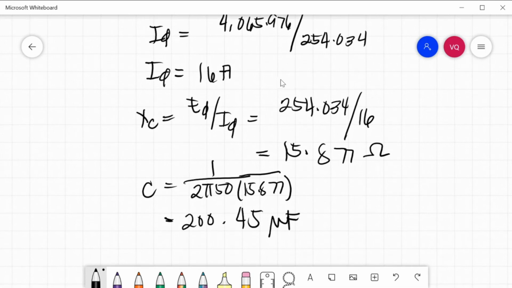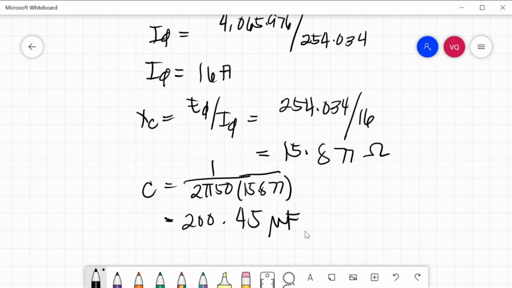Again, same procedure. From Ohm's law, XC is equal to E phase divided by I phase. That is 254.034 divided by 16 equal to 15.877 ohms. The capacitance now will be C equal to 1 divided by 2 pi F times the value of your XC equal to 200.45 microfarad. So this is the value of your capacitance per phase when it is connected in Y connection.